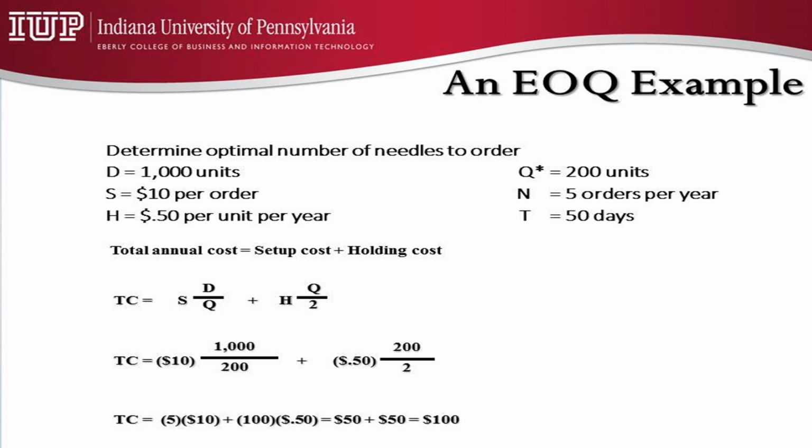The total holding cost is Q by 2 times H. Q is the quantity, again, 200 divided by 2 times H, which is the holding cost per unit, which is only 50 cents. So if you do the calculations, you find out that the total cost is equal to the ordering plus the holding cost. The ordering cost is $50, holding cost is another 50, the total is $100. So that is my cost to order 200 units every time, 5 times in the year.